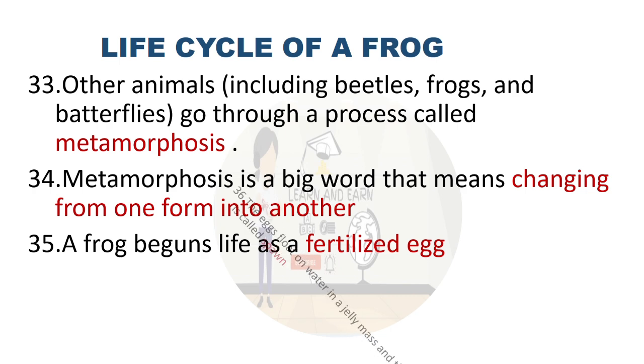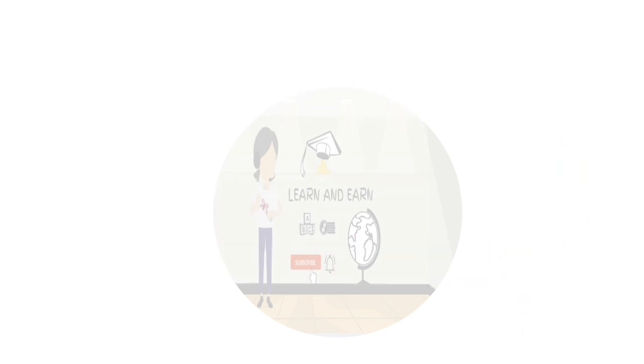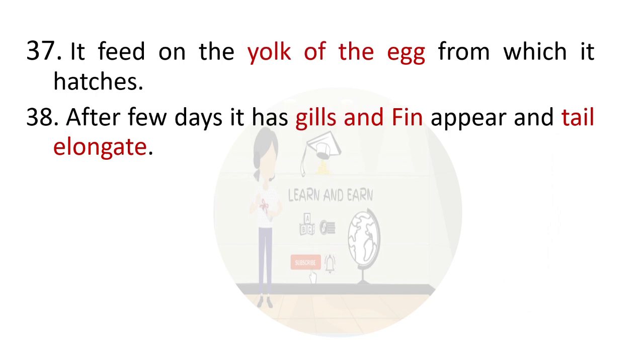Number 36, MCQ: The eggs float on water in a jelly mass and the jelly is called spawn. 37, MCQ: It feeds on the yolk of the egg from which it hatches. After a few days, it has gills and fins appear and the tail elongates.